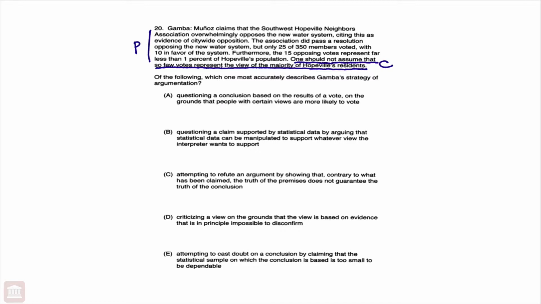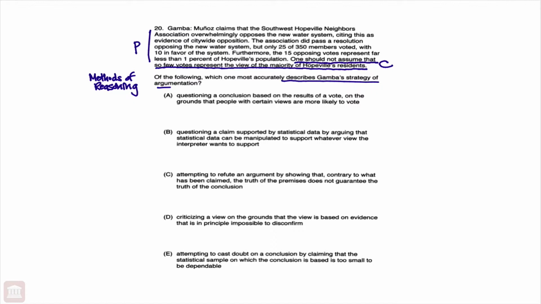So now that we have the argument clear, we move to the question stem. Of the following, which one most accurately describes Gamba's strategy of argumentation? Describe the strategy of argumentation. That is a methods of reasoning question. So we're looking for the answer choice that explains how Gamba arrives at his conclusion that one should not assume so few votes represent the view of the majority.